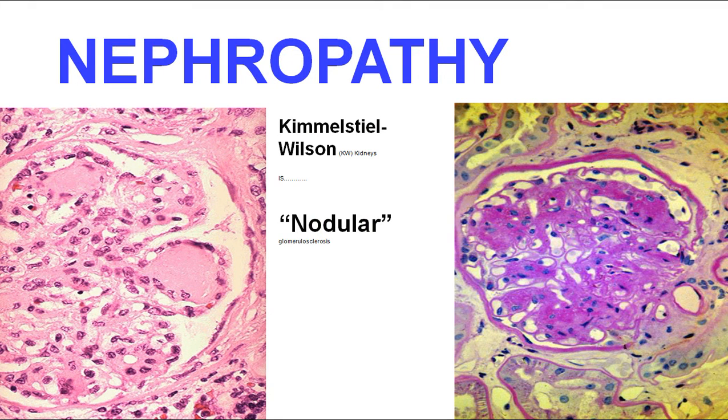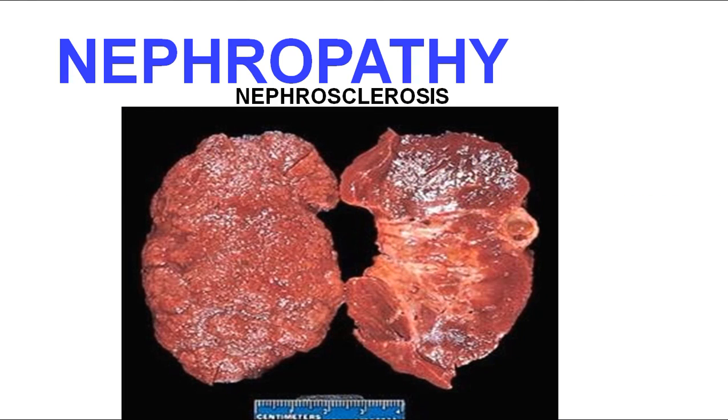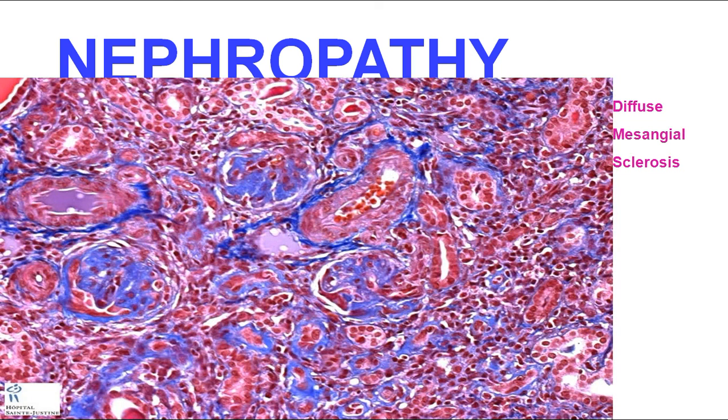So this is diabetic nephropathy. It is called the KW nodule or nodular glomerulosclerosis. This is the increased mesangial matrix deposition, which is stained by the PAS stain, along with basement membrane thickening. So this photograph explains nephrosclerosis in diabetic nephropathy. In benign nephrosclerosis, the kidney outer surface is granular and thickened. This is diffuse mesangial sclerosis, which is demonstrated by the trichrome stain.